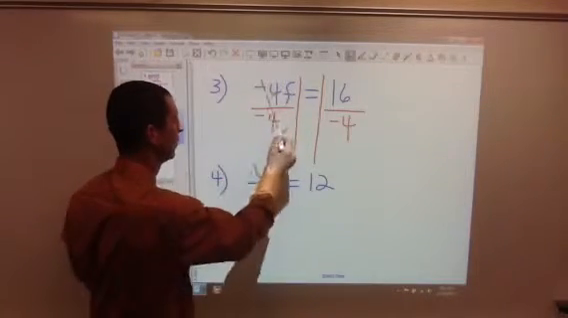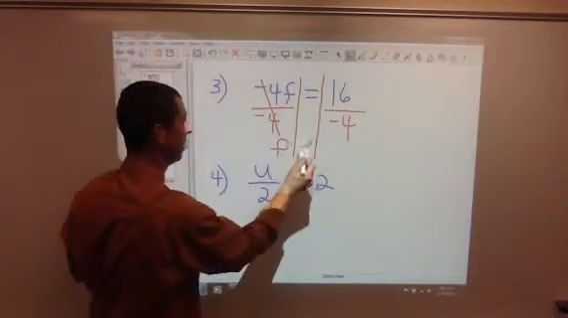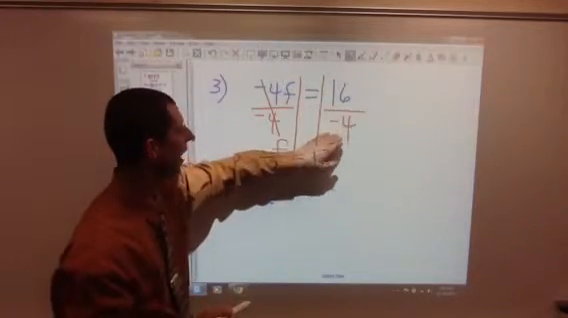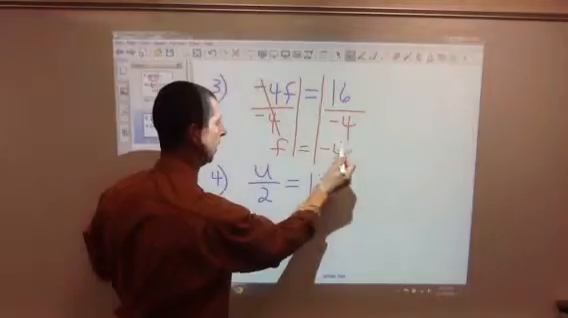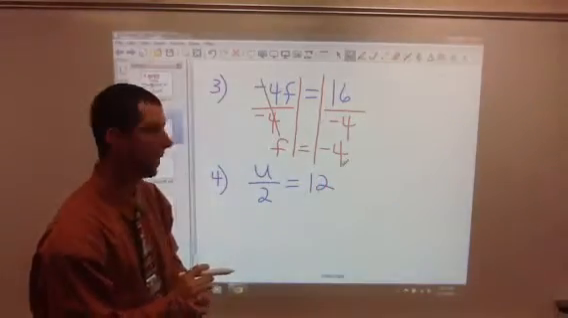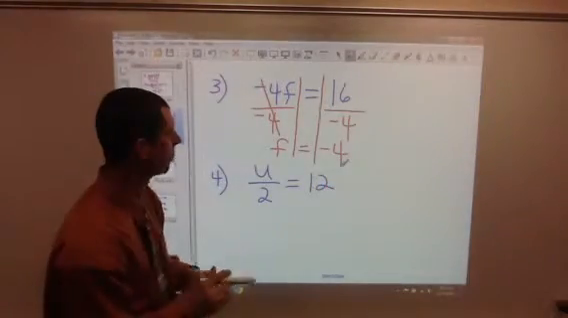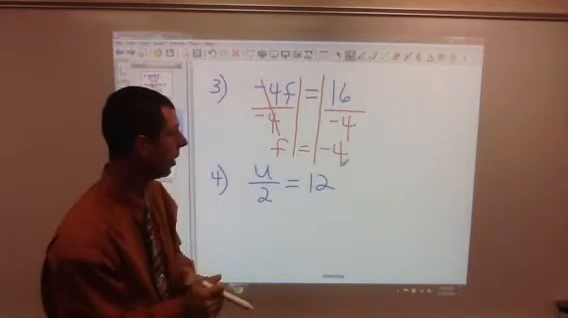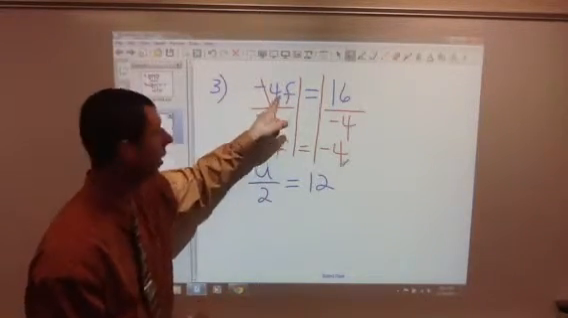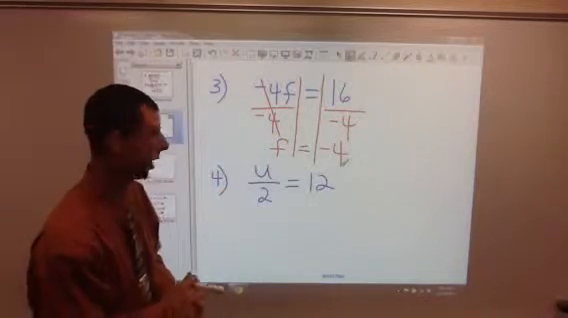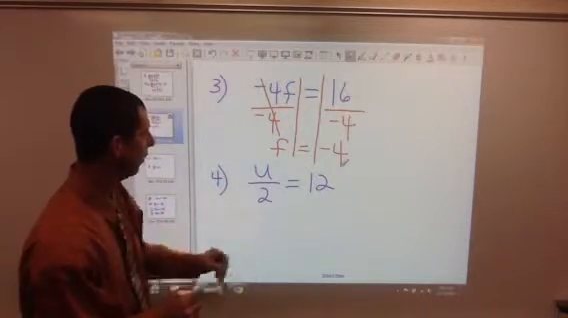Now these cancel, so f equals 16 divided by -4, and that is -4. A positive divided by a negative is a negative, so make sure you get the negative sign with it. Now check your work. -4 times -4 is positive 16. It checks out. Okay, here's another one.